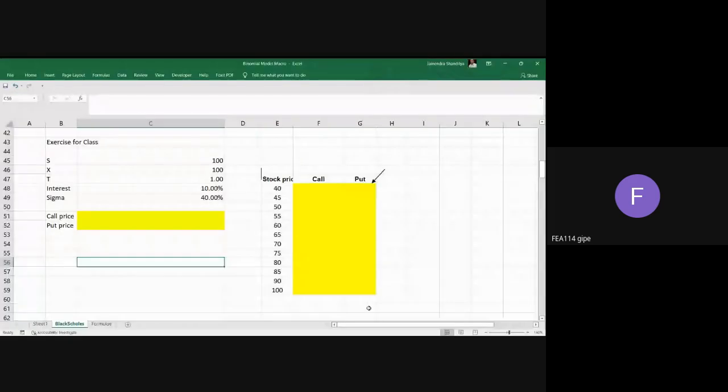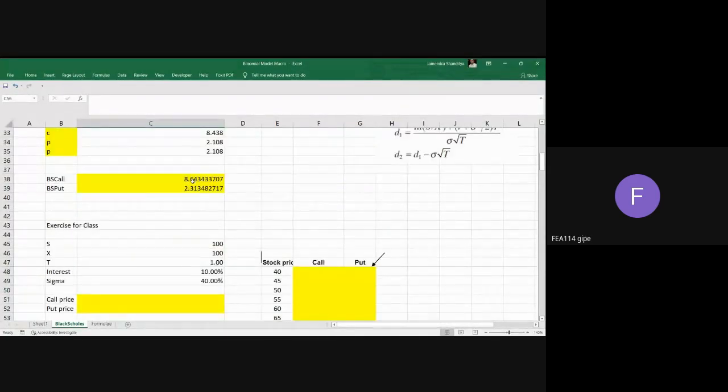Sir, can you show the BS call option formula, please? So for this BS call, you have to use the stock price, exercise price, time to maturity, interest rate, and volatility in that order.